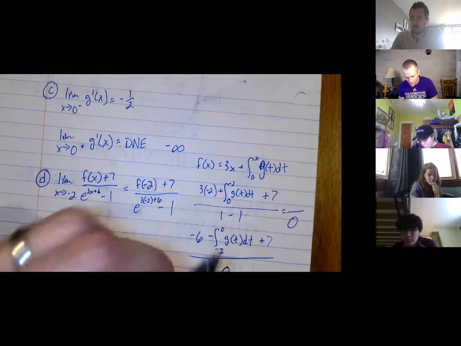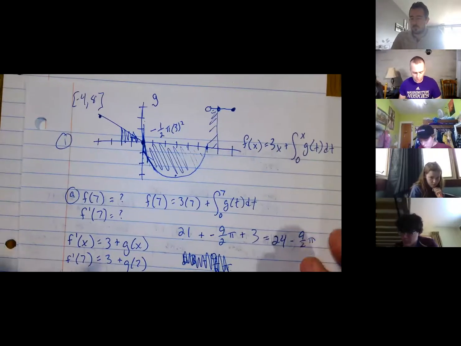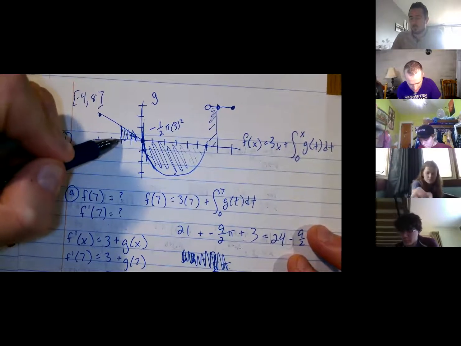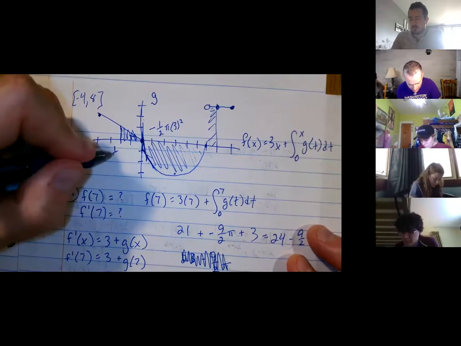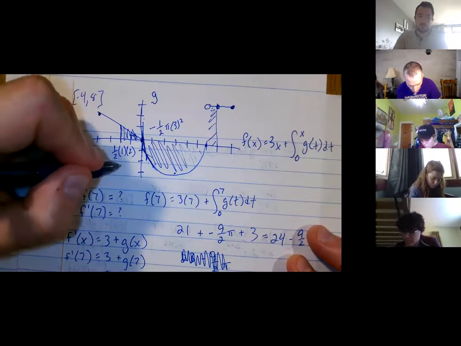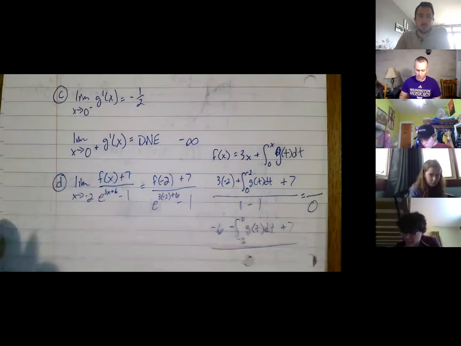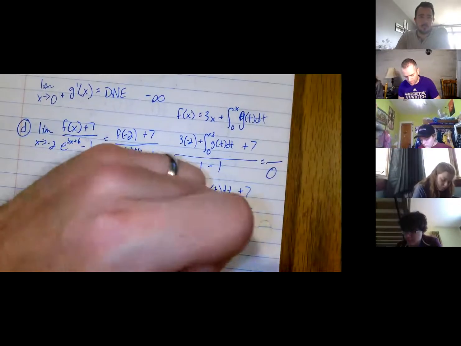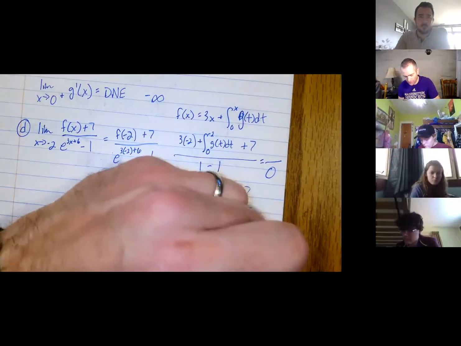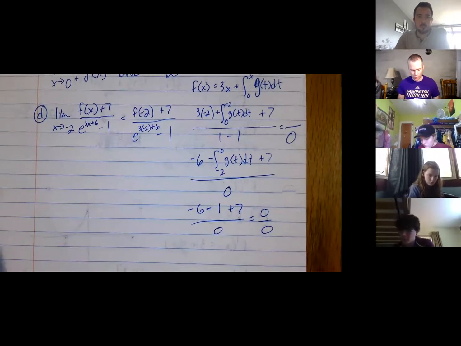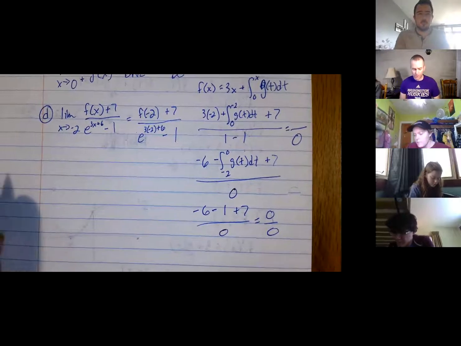Now, what is the integral from -2 to 0? Let's examine that triangle. It has a slope of -1/2, so a height of 1 and a width of 2. Half of 1 times 2 is 1, and so we would be subtracting 1. So we have -6 minus 1 plus 7 over 0, which is 0 over 0. Now, 0 over 0 means we can use L'Hopital's rule. So what do you want to do to make sure that you can use L'Hopital's rule?